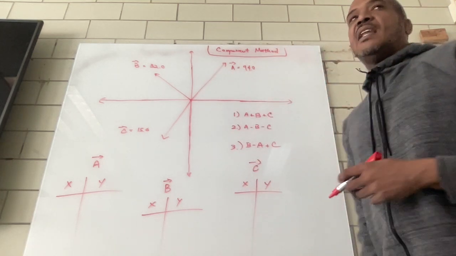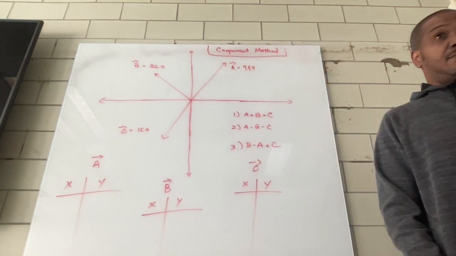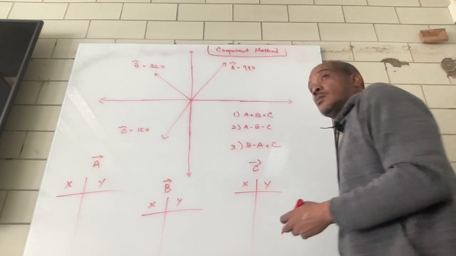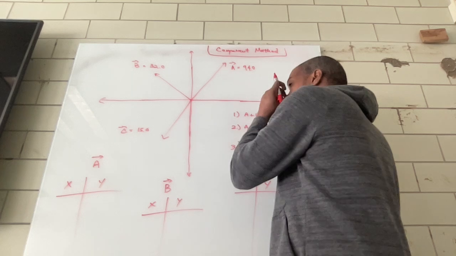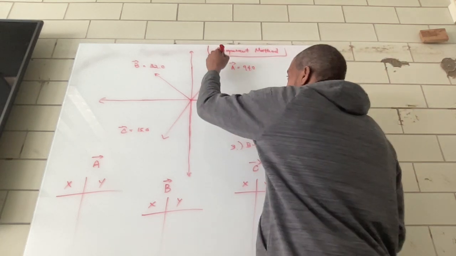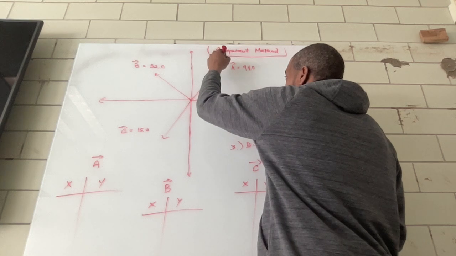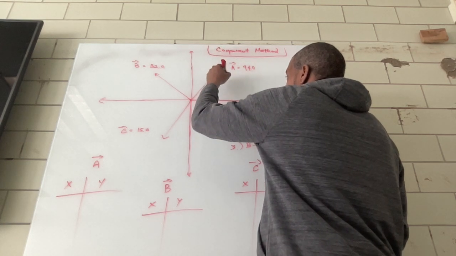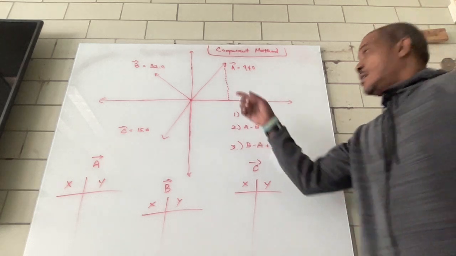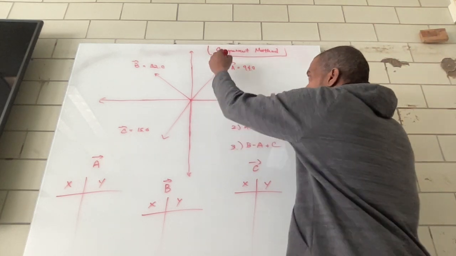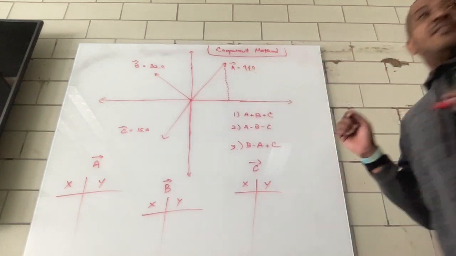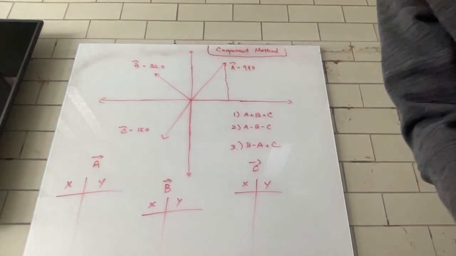What I do is I like to draw the projections. Remember I told you what the projections are. Those are those dotted lines, right? If I draw a dotted line from the end of vector A to the x-axis, this distance right here tells me how long vector A goes in what direction.